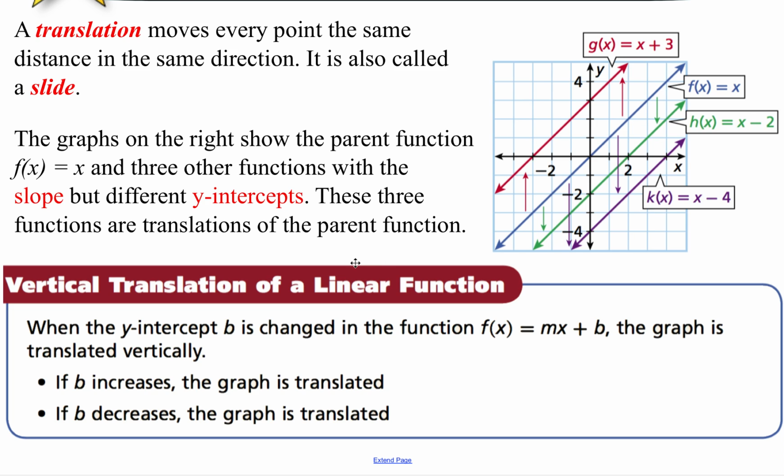So what happens with translations, if we change the y-intercept, if we make b go up, if it's a positive number, if we add a number to the parent function y equals x, then it translates up that many units. If we subtract a number, then it translates that function down that many units. So you can see if we take away 2, we translate down 2. If we take away 4, it translates down 4. So if b increases, the graph is translated up. If b decreases, the graph is translated down.